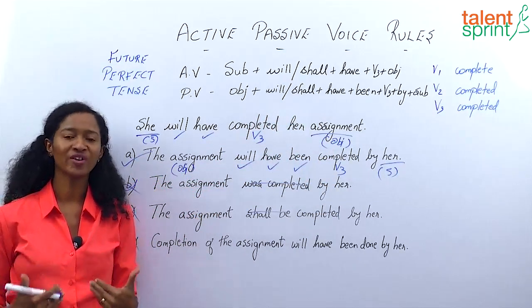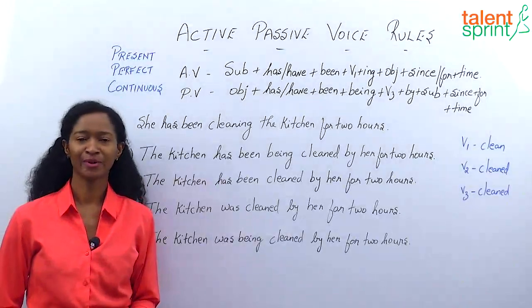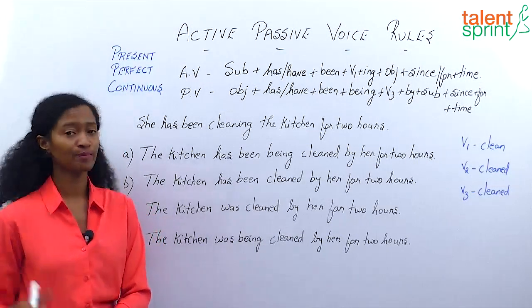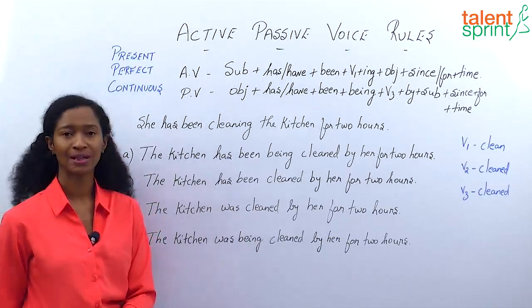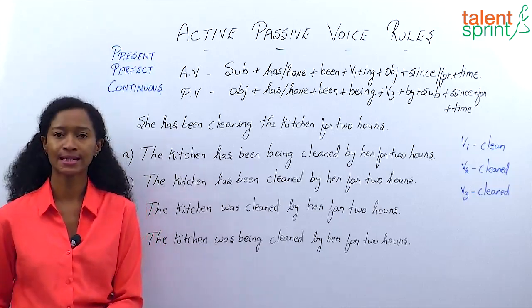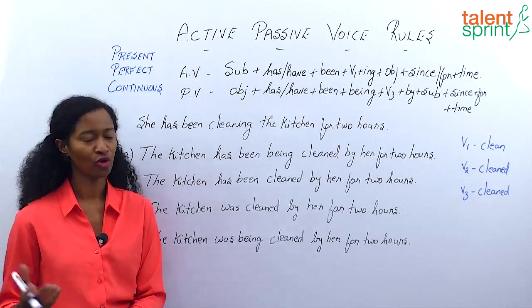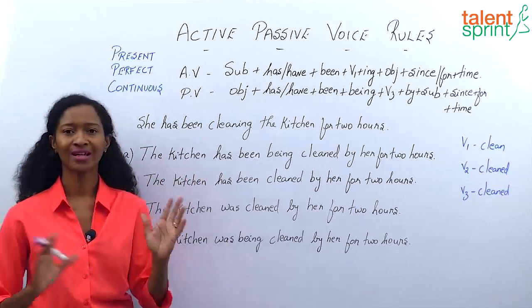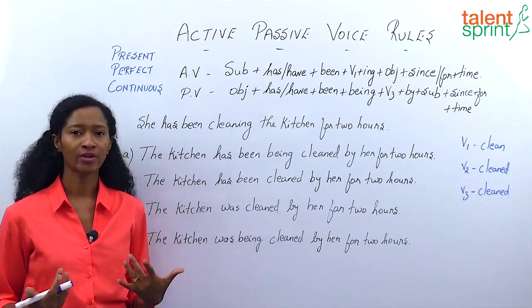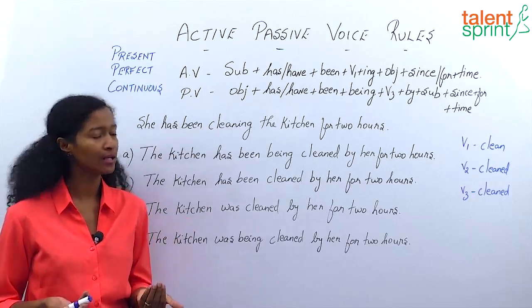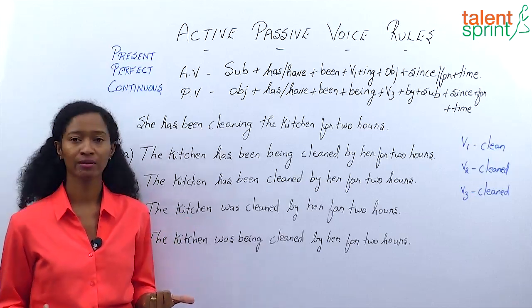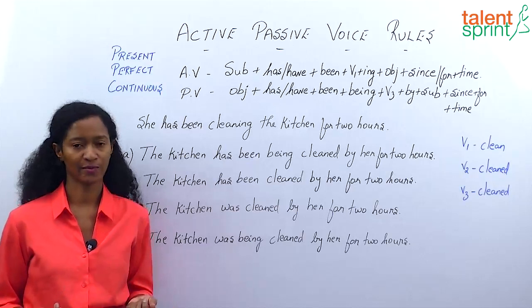We're going to move on to the perfect continuous tense. Present perfect continuous. Let's look at the active voice form. Subject plus has or have plus been, and then the ing of the verb 1 plus object plus since or for, and then time. So when you convert that into passive voice, you have the object, and then you have has or have plus been plus being, because it's continuous tense, and then you have verb 3 by subject, and then since or for, and then the time expression.